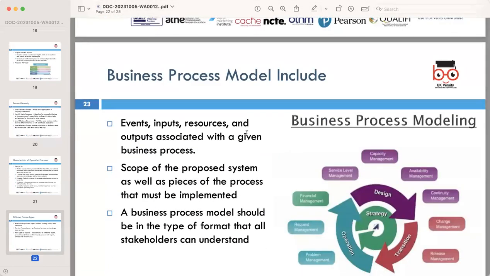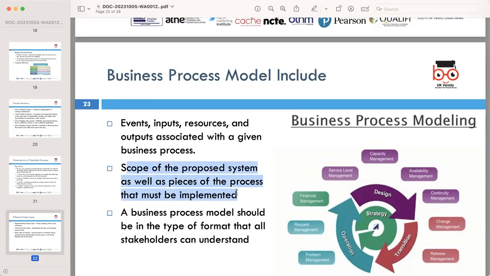Business process model. A business process model includes several key elements: events, inputs, resources, and outputs. These elements are associated with a given business process. Events are triggers, the process inputs are the necessary data or materials, resources are the assets required, and outputs are the results of the process. Scope of the proposed system, as well as pieces of the process that must be implemented.